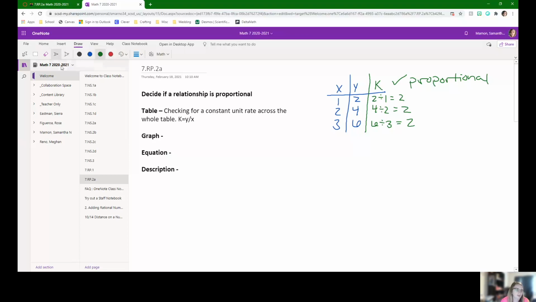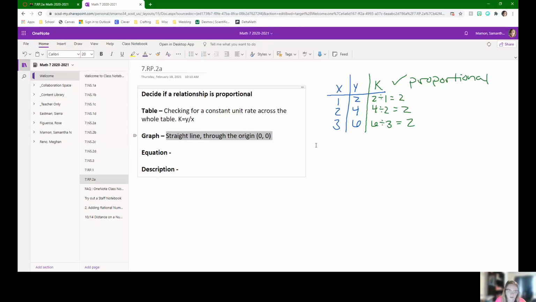So the next one is a graph. There's 2 things we're looking for in a proportional graph. We're looking for it to be a straight line through the origin. And the origin is at 0, 0, that beginning of the graph. Just like how we've talked about Batman's origin in class, graphs have origins. It's where they start. So our graphs always start at 0, 0. So we were going to look at a proportional graph.